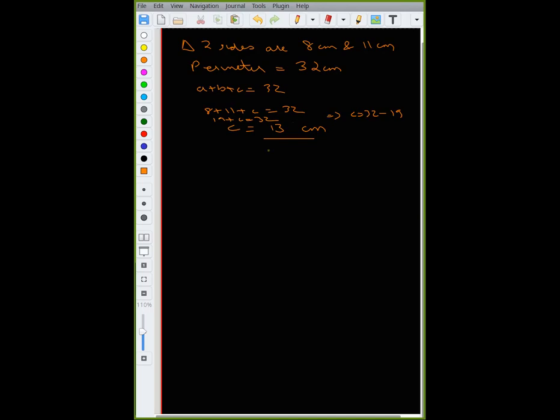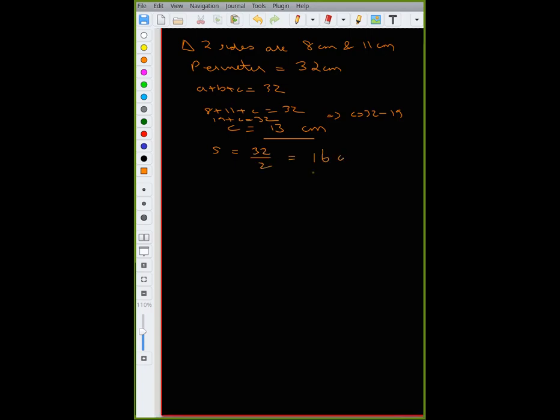So I did calculations. Okay, so what is S here now? S is not 32. S is the semi-perimeter, Sharan. The perimeter is 32. What is S? So 32 upon 2, 16 centimeters, right?